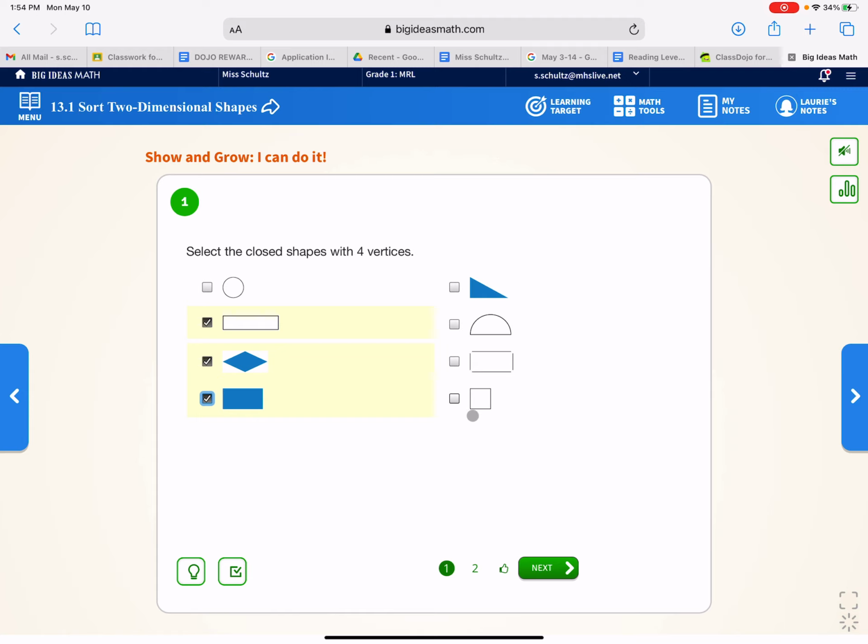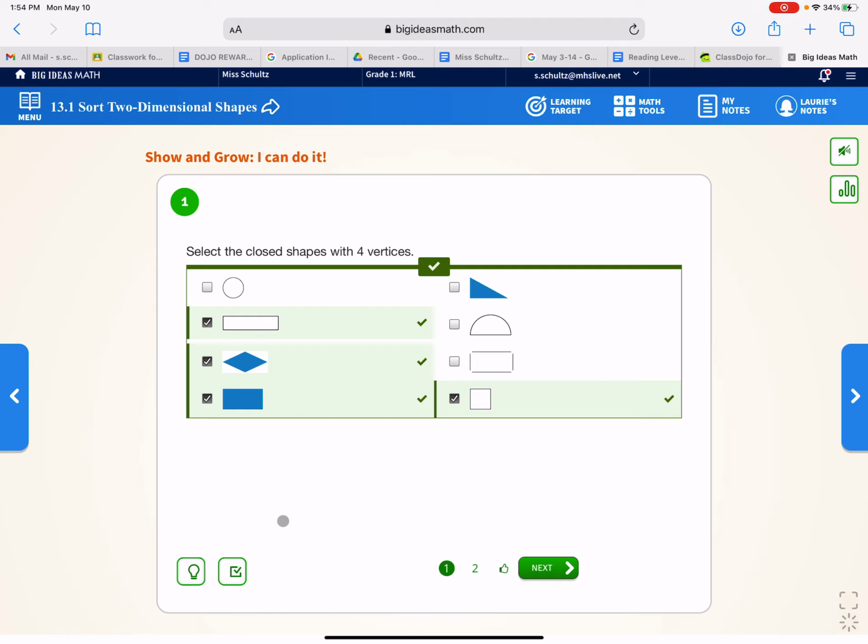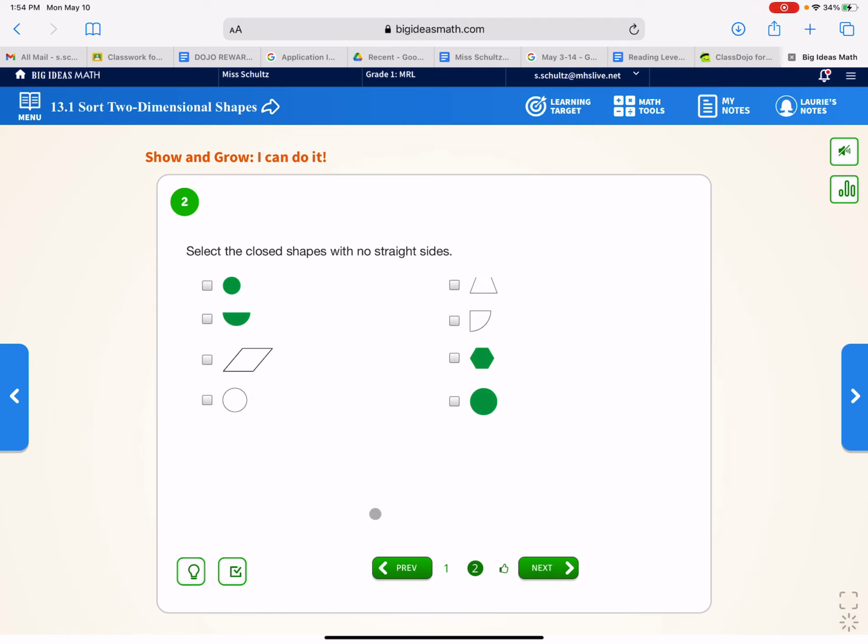And if we go down here to the square, there's not any open area, so it is closed. And we count the corners, we have 1, 2, 3, 4, which is what we're looking for. Okay, let's check our work. And we did it! Let's go to the next section.